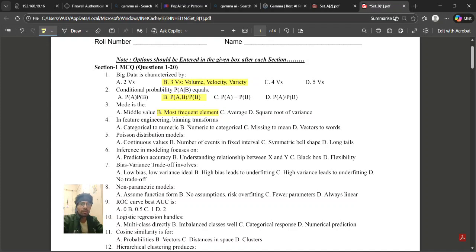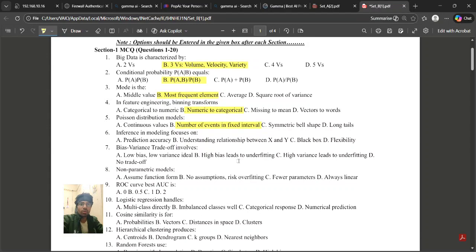Now go to question number 5. It asks about the Poisson distribution. The Poisson distribution models the number of events occurring in a fixed interval of time or place. Classic examples include the number of calls received at a call center per hour, or the number of emails you receive per day. It's a discrete distribution, not continuous, and it's especially for counting events. So the answer is B, number of events in a fixed interval.